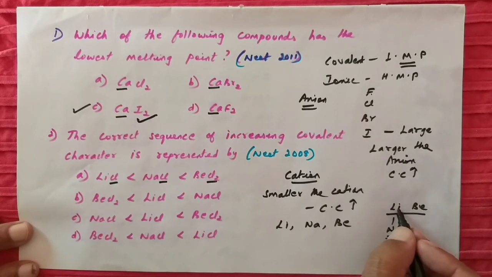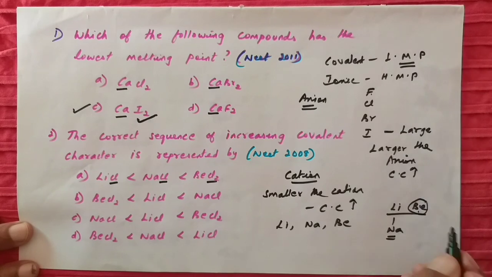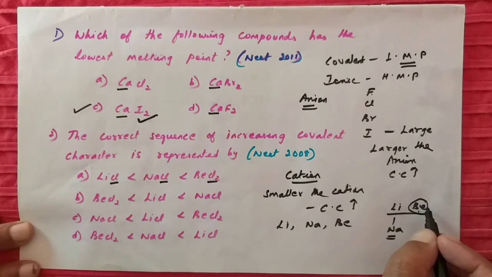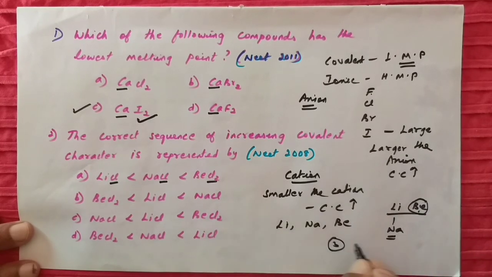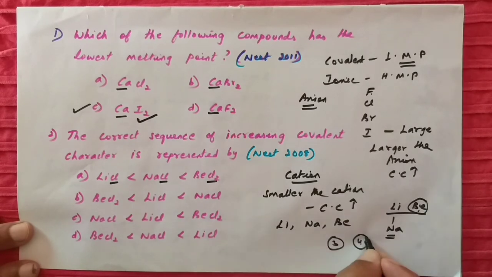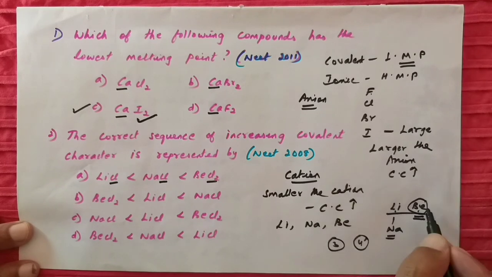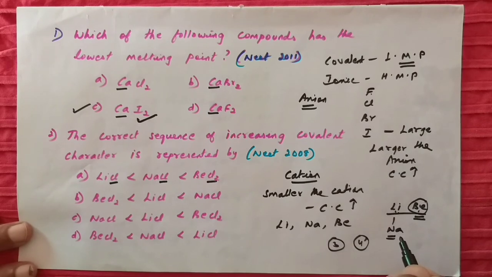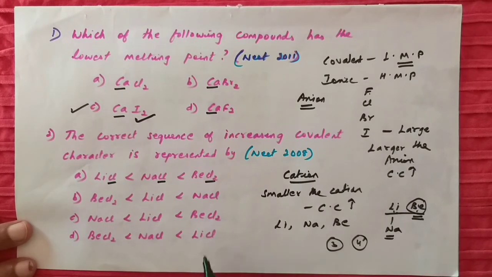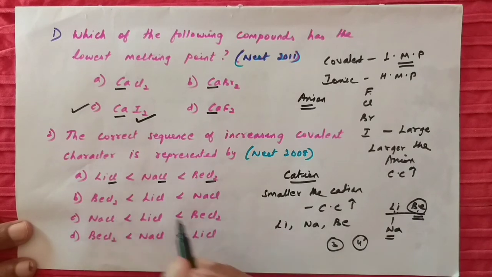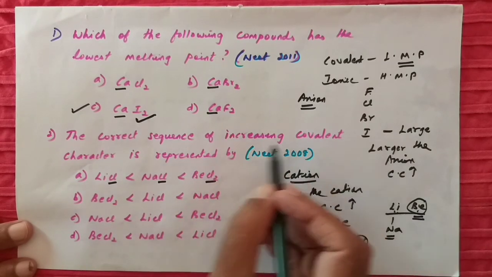Between lithium and beryllium, beryllium is smaller in size because along the period, atomic radius decreases. Beryllium has 4 protons and lithium has only 3, so beryllium will pull the electrons more. So the atomic size of beryllium will be small compared to lithium. So beryllium will have the maximum covalent character, followed by lithium and sodium. Getting it? So like that we can make it, and we get the correct sequence of increasing covalent character.